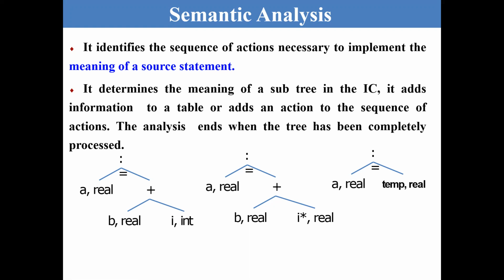So what is the solution? First of all, convert this I into I star, that is integer into real. So I star is real, and then you can easily do the analysis. So B and the I star addition is stored in the temp variable, which is real, and that is equal to A. Right? So this is your semantic analysis output.